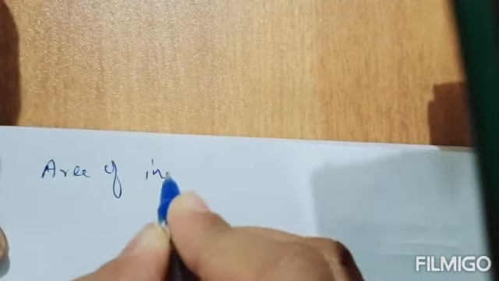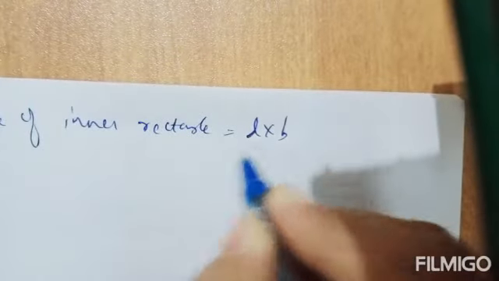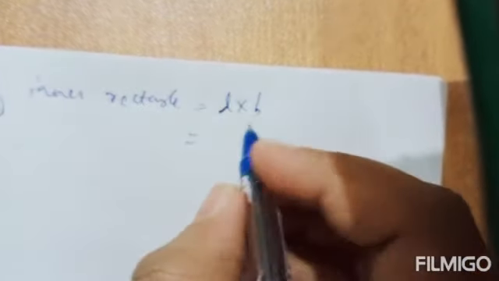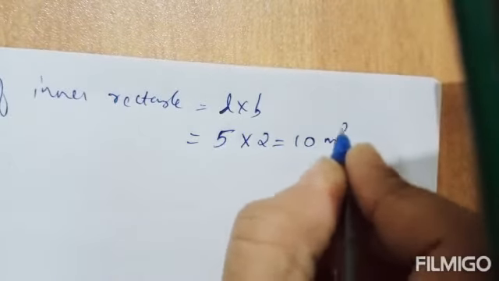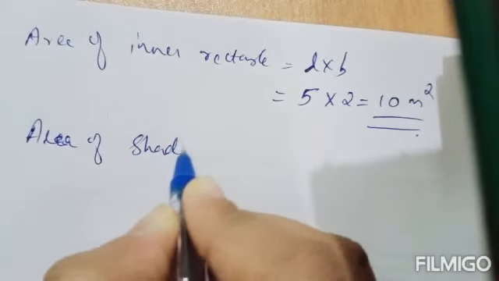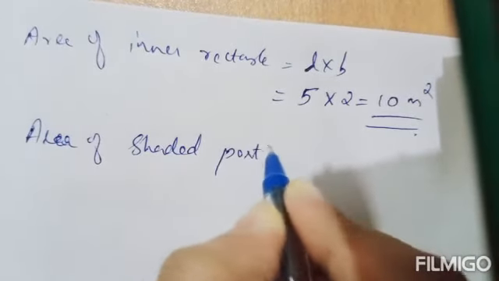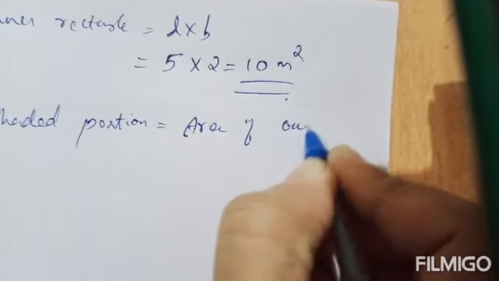Next we have to find the area of the inner rectangle. Inner rectangle length and breadth are given in the question: 5 meter length and 2 meter width or breadth. So 5 into 2, you will get 10 meter square. Now how can you find the area of the shaded portion? Area of shaded portion will be area of outer rectangle minus area of inner rectangle.